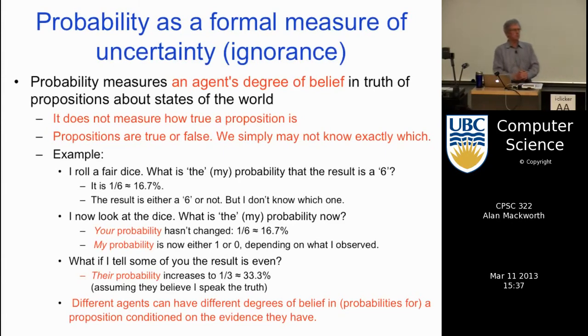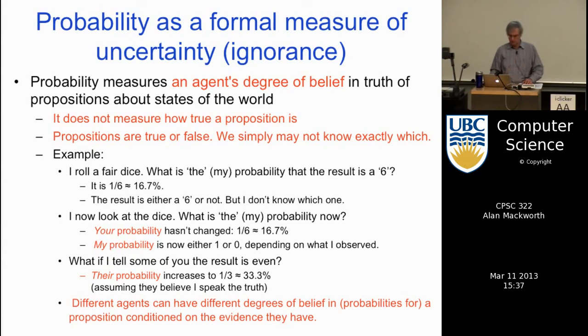I could tell some of the class, well, I've looked at it, and I know that the result's even. Right? So I'm giving you additional information, but not enough to identify the state. Now what's your probability? Yeah, it's about 1/3. Right? So some of you have 1/6, some of you have 1/3, and I have 0 or 1. So everyone has a different version of probability for an event.